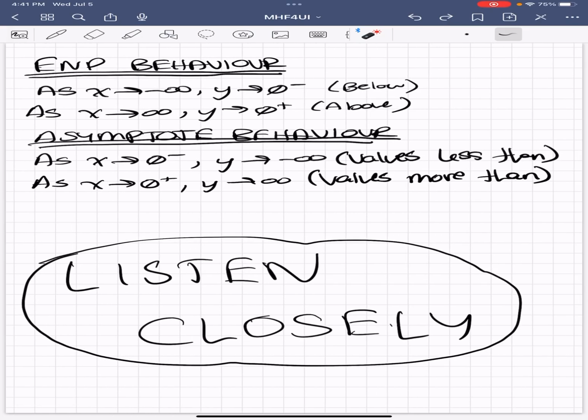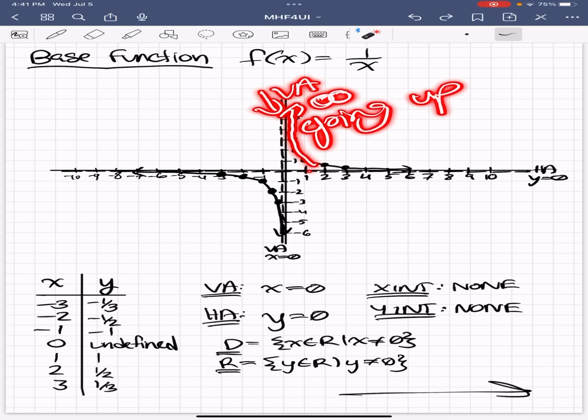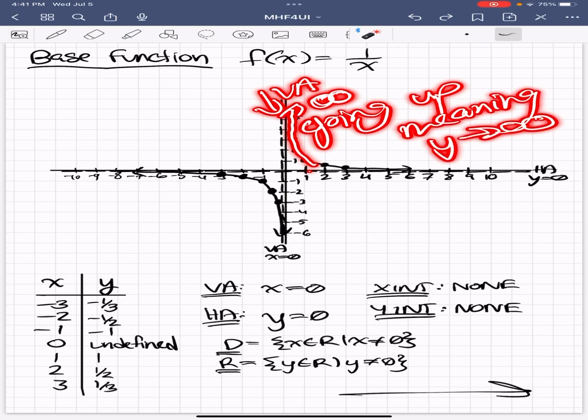For x approaching 0 from the positive side, so for values more than the VA, y approaches infinity. As we approach the VA, y goes to positive infinity. The VA right here, y is going up, meaning y approaches infinity.